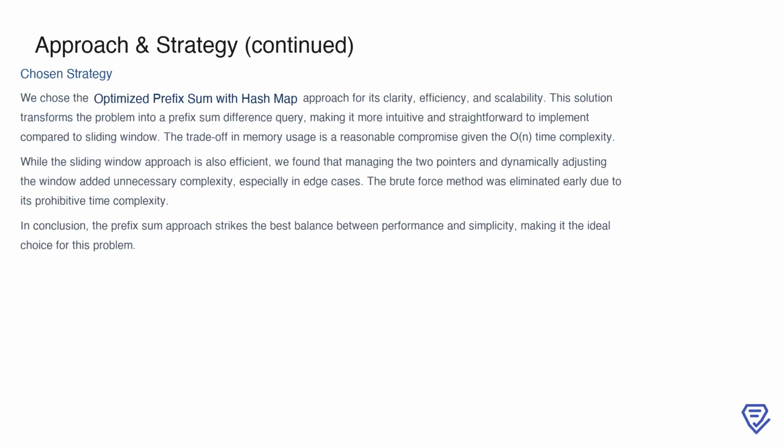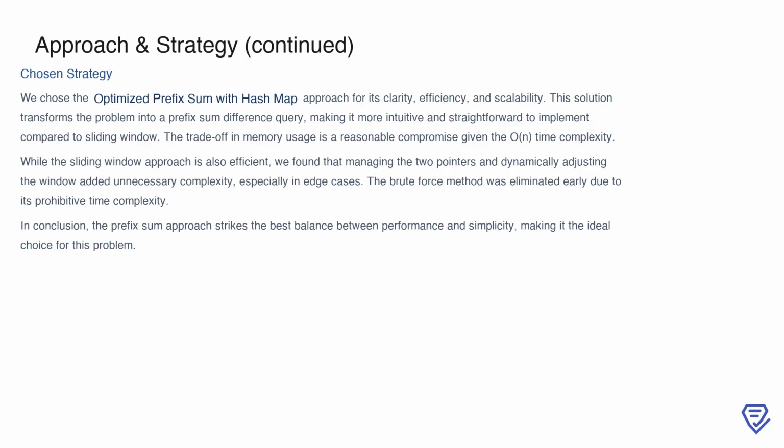Ultimately, we selected the optimized prefix sum approach as the best strategy. Its efficiency, clarity, and scalability made it the ideal choice for this problem. By reframing the problem as a prefix sum difference query, the solution becomes both intuitive and straightforward to implement. The trade-off in memory usage due to the hash map is minimal compared to the benefits of O(n) time complexity.